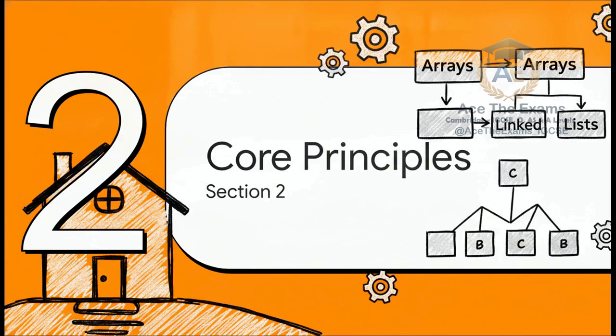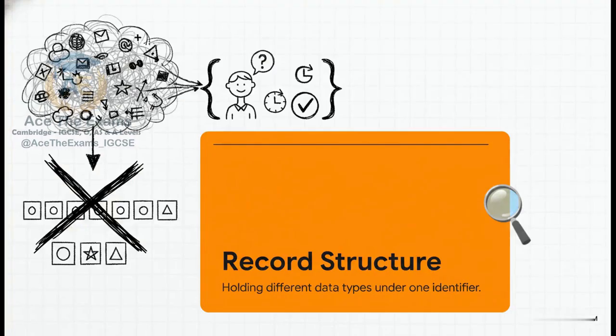Moving on to section 2, core principles. Before we look at advanced exam strategy, we absolutely must define our foundational tools. The sheer elegance of this definition is striking when you really think about it. A record structure is a data structure holding different data types under one identifier. Now contrast this with an array. An array is fantastic, right? But it typically only holds items of the exact same data type. You get a list of integers or a list of strings.